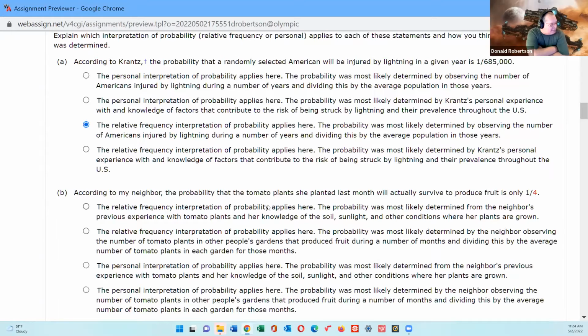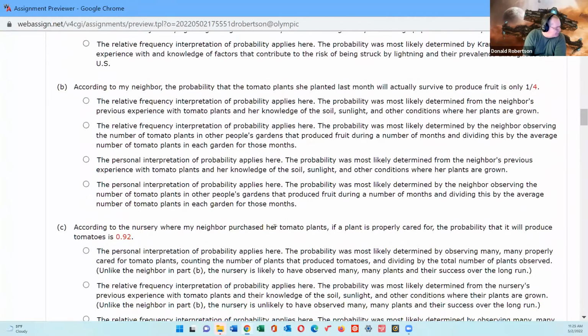According to my neighbor, the probability that the tomato plants that she planted last month will actually survive and produce tomatoes is 1/4, right? So 1/4 of the things I plant, I'm going to get some tomatoes off them. I guess that's what she might be saying. Would you agree that's a personal interpretation? And how would you come about it?